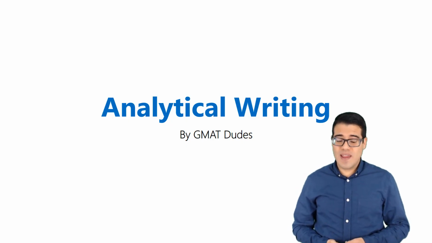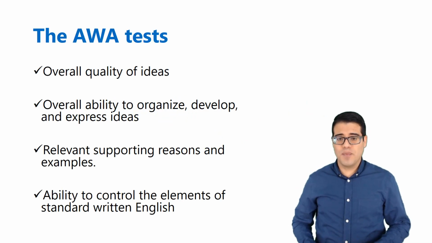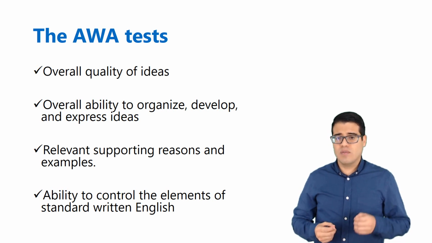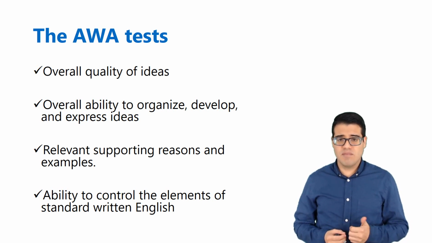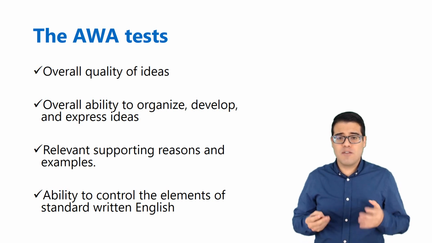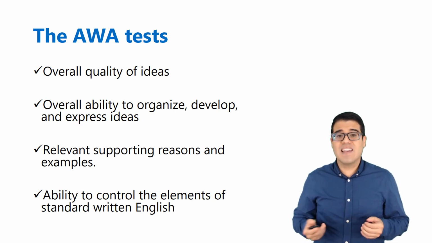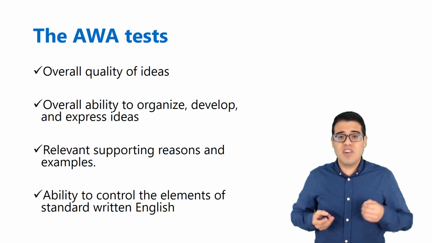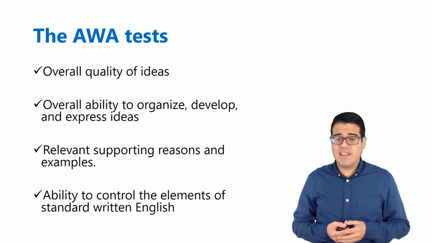Welcome to the Analytical Writing Assessment section. So, what is the AWA test all about? In the AWA section, the GMAT wants to find out the overall quality of your ideas, the ability that you have to organize, develop, and express those ideas. Also, the relevant supporting evidence and reasons that you provide. And finally, your ability to control the elements of standard written English.